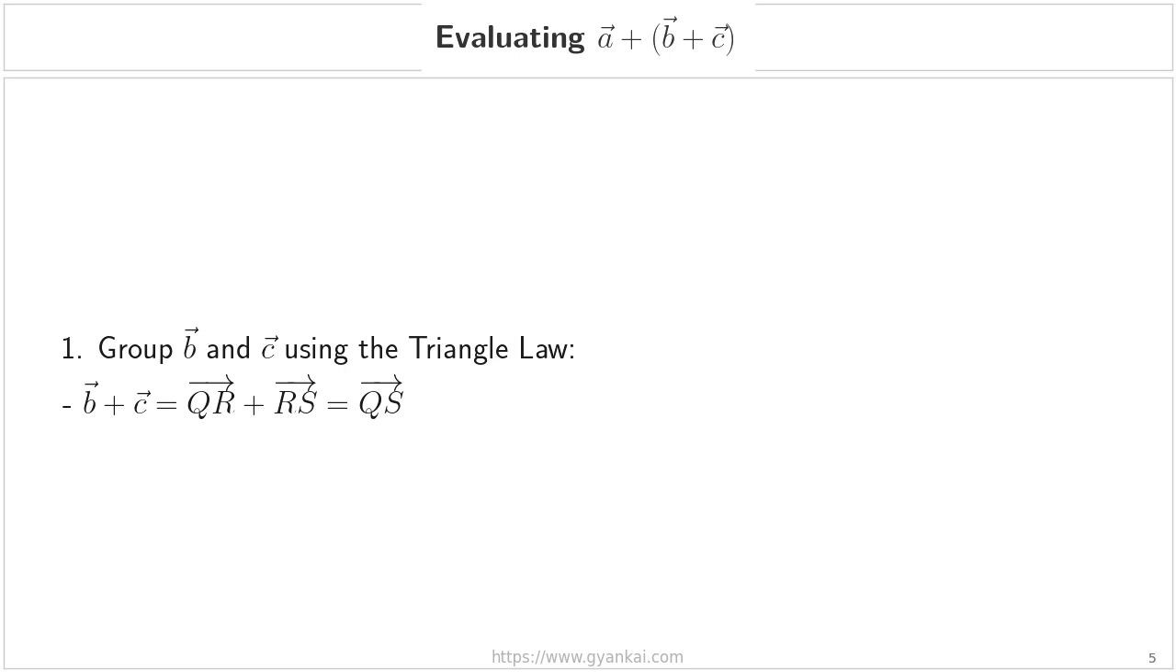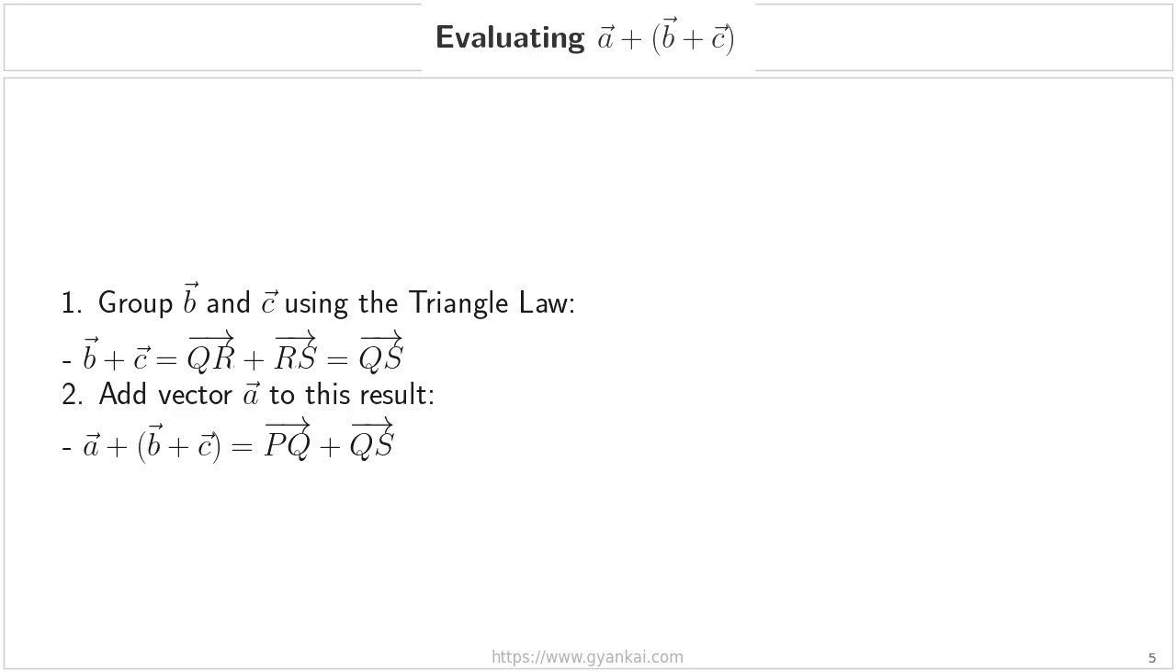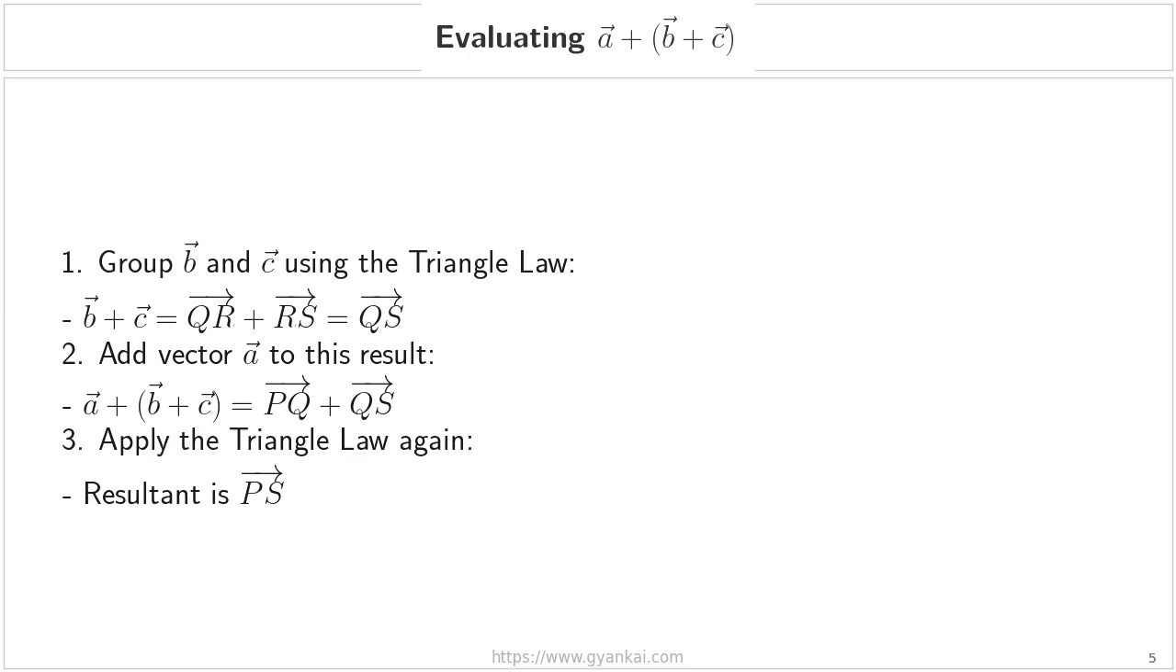So vector B plus vector C equals the vector from Q to R plus the vector from R to S, which simplifies to the vector from Q to S. Next, we take our original vector A and add this new resultant we just found to it. This gives us the expression vector A plus the quantity vector B plus vector C. Substituting our result from the first step, this becomes the vector from P to Q plus the vector from Q to S. Finally, we apply the triangle law one more time to this new pair.